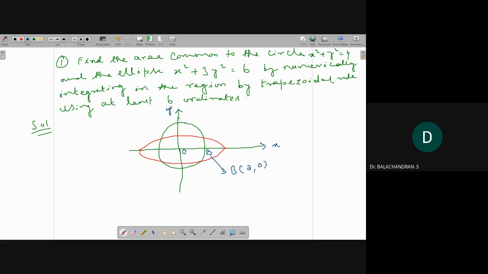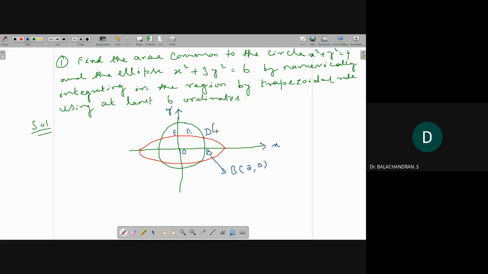This point is F. This portion is E, from here to here, E. So this point is D. D is the intersection of the ellipse and the circle. So please solve these two equations and check the values of x and y.